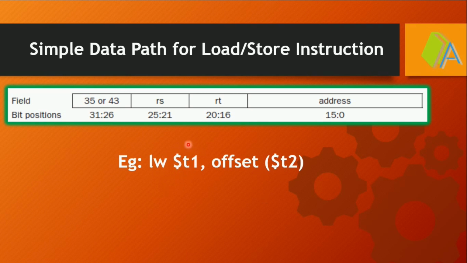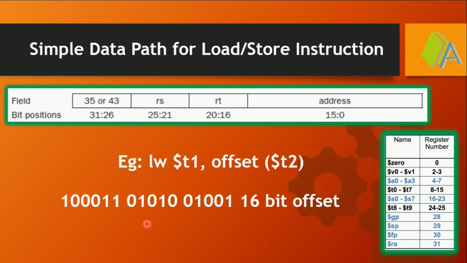the destination register RT. Here RT is my destination register. T2 is my base register, so offset. Initially the ALU will be performing addition between the offset value as well as the base register value. So the output of my ALU is an address. From that address, the data memory will be accessed, the data will be fetched and loaded to the destination register T1. So this is the binary representation of this particular instruction.